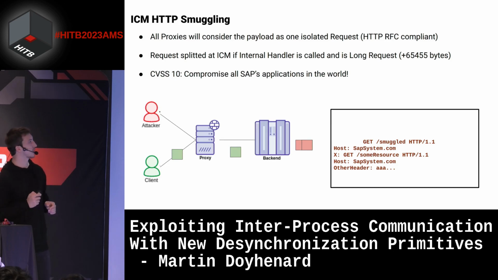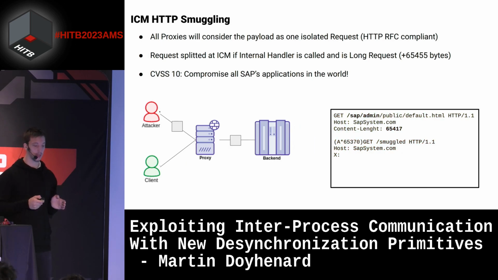Okay, first I want to say that what's really important and really interesting about this is that there is no proxy in the world that will think that this request is a malicious request. Okay, because the content length is actually matching the entire request, the entire body. Okay, so the entire thing is more than 65 kilobytes, but there is nothing strange with this. Any proxy will say, okay, this is an isolated request, just forward it as one. No problem here.